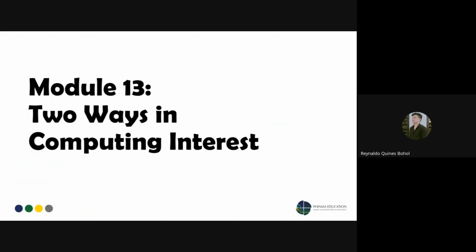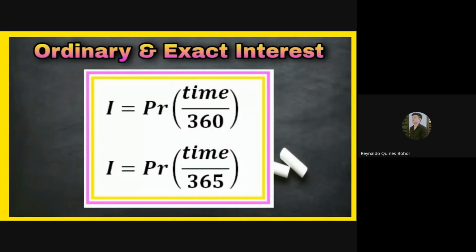Okay, we have 2 ways in computing interest, or that is what we call ordinary and exact.